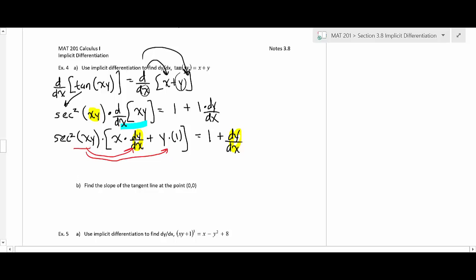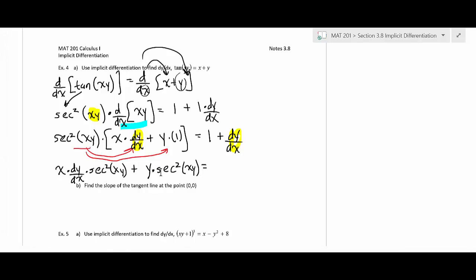So I'm going to put x times dy over dx times the secant squared of xy, like that. Then I'm going to have secant squared xy times y. Doesn't really matter what order you put stuff in. What I try to do is get students in the habit of putting stuff in front of a trig function because it's a little bit less ambiguous. So I did a distributive property, so I got that.